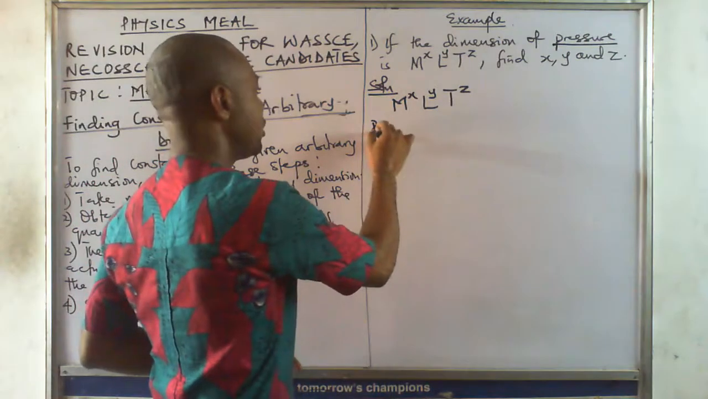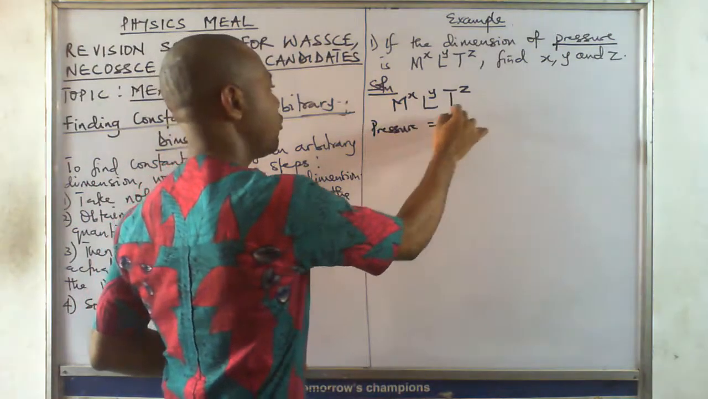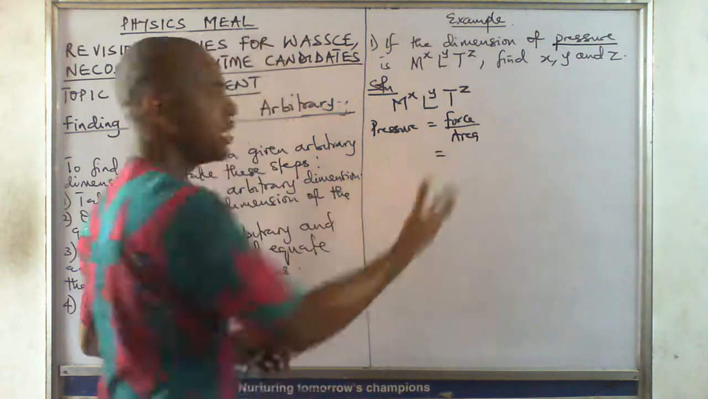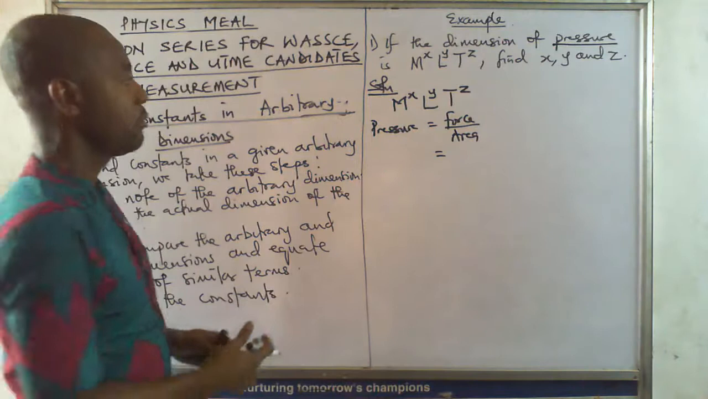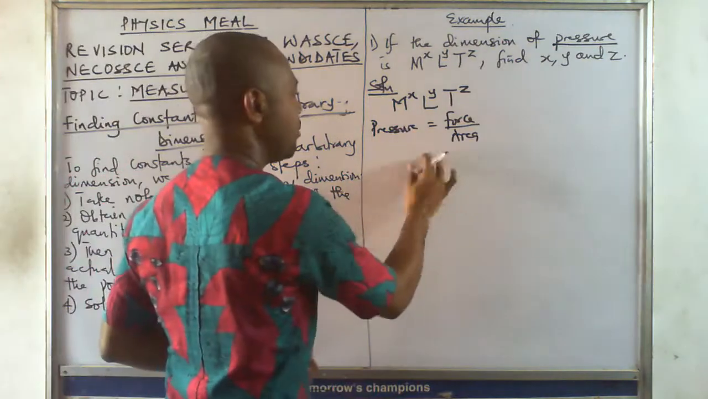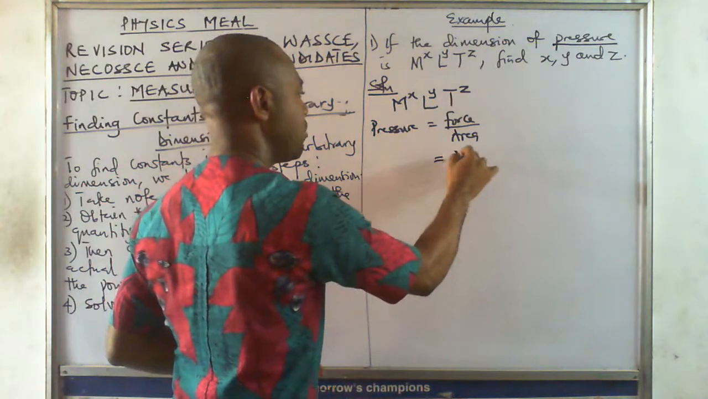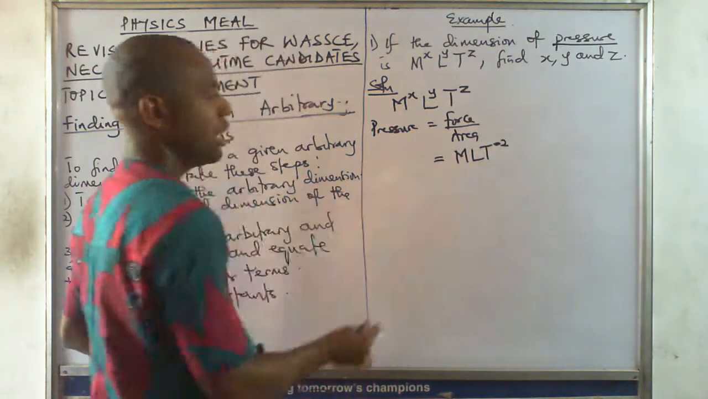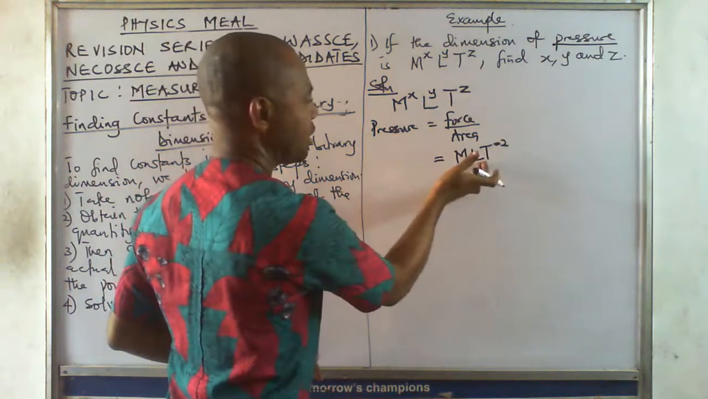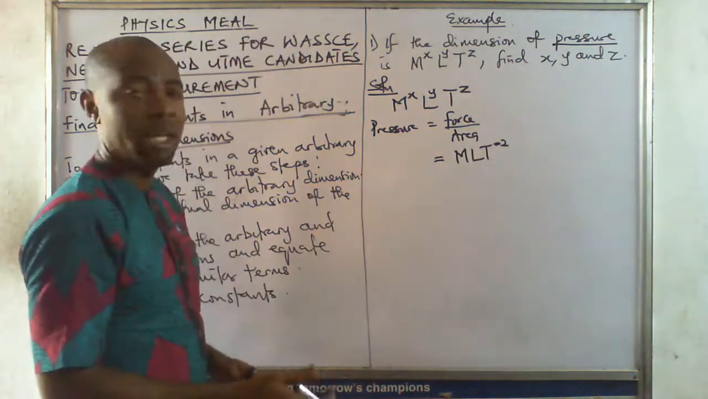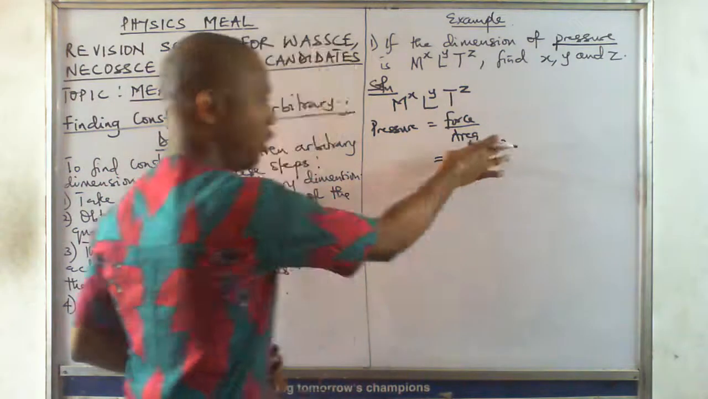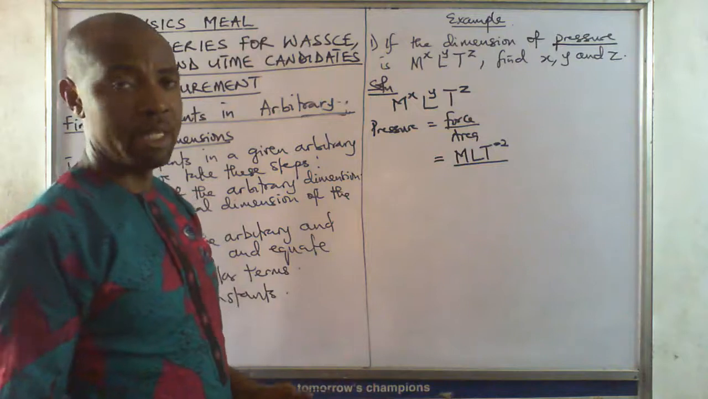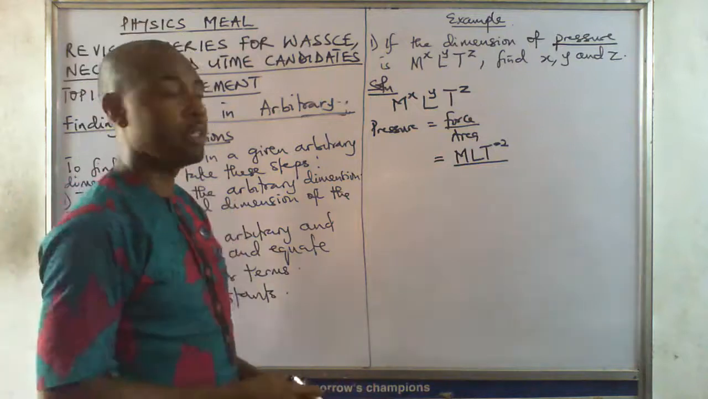We remember that pressure is force over what? Area. So let's get the dimension of pressure. Pressure is force over area. What's the dimension of force? Remember, it's mass times acceleration. Acceleration is length per time squared. Then all upon area. We have obtained this in our previous video, so we have mastered how we can obtain the dimensions and units of derived quantities.